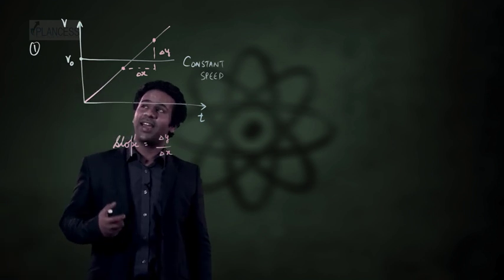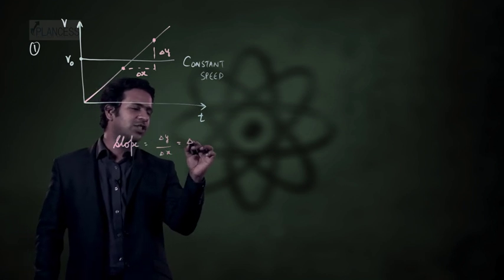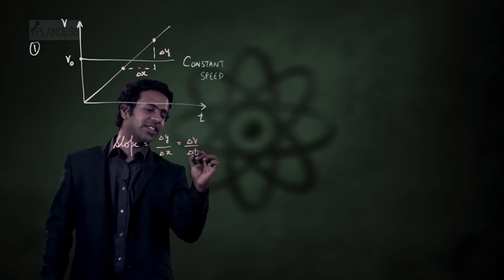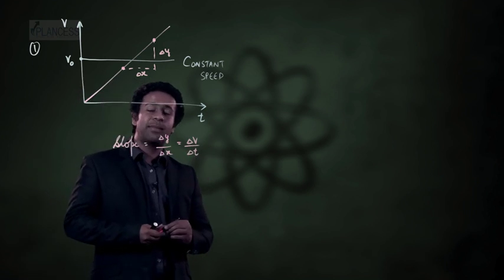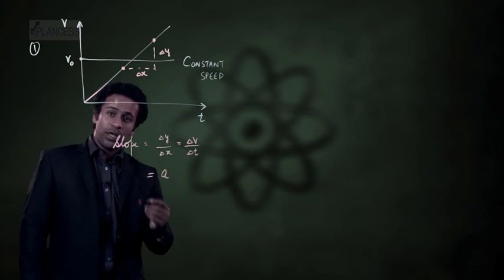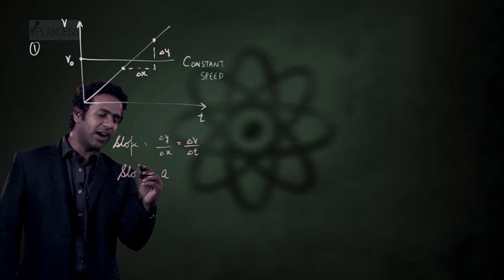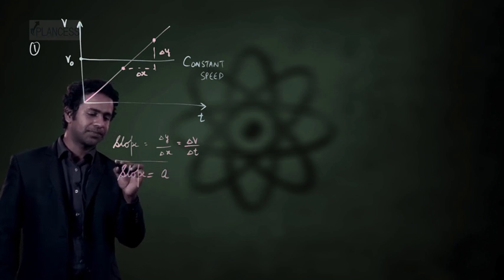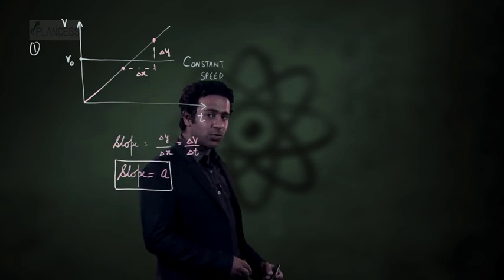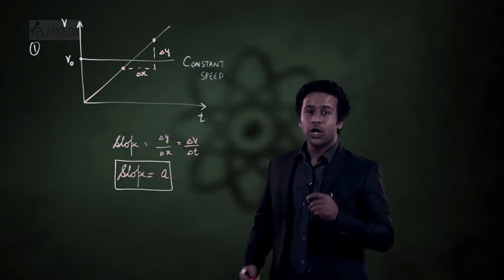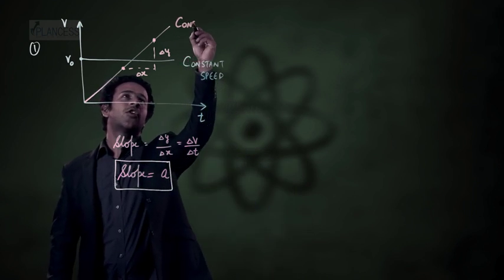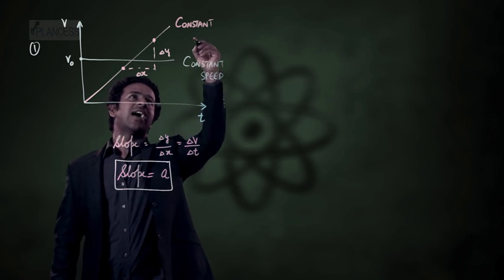Now, the change in y in this case translates to change in velocity, and the change in x translates to the change in time. So, change in velocity by change in time, I'm sure you know, is acceleration. So, the slope of a speed time graph gives you acceleration. Right. So, a straight line like this with some slope represents constant acceleration. So, this line shows constant acceleration.